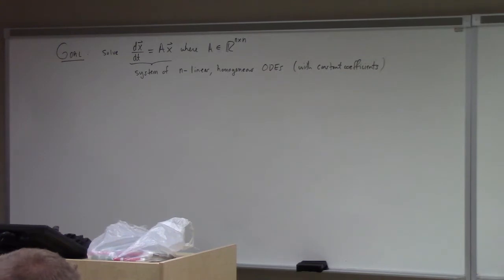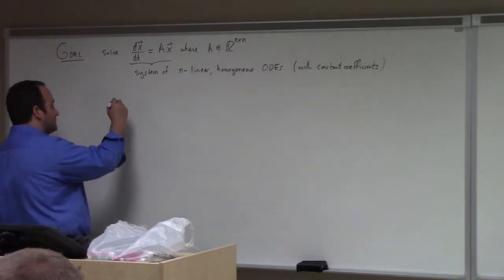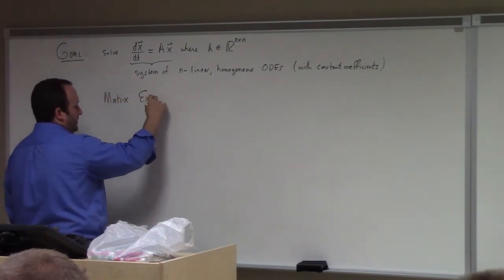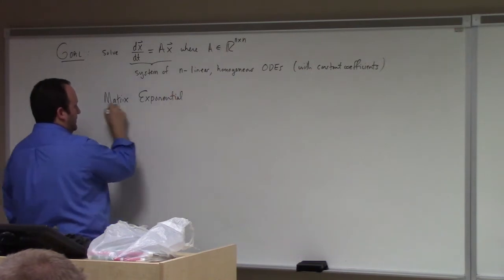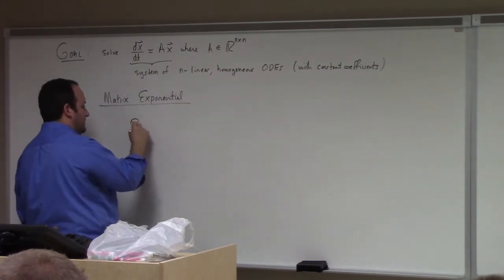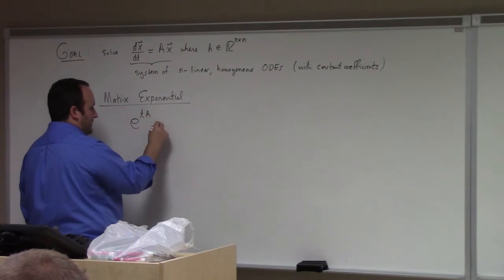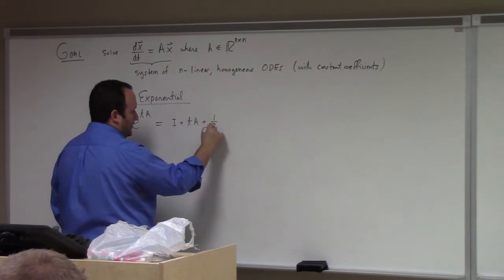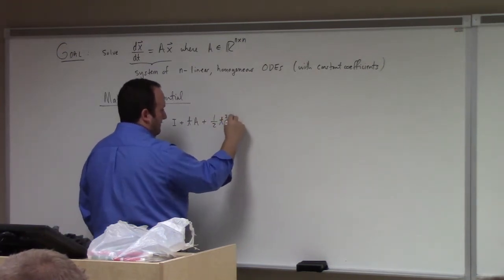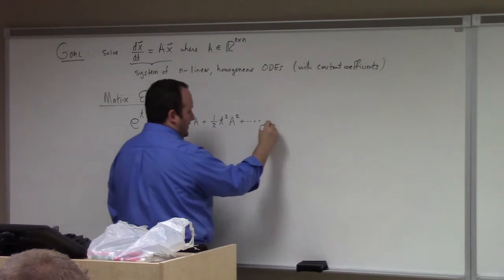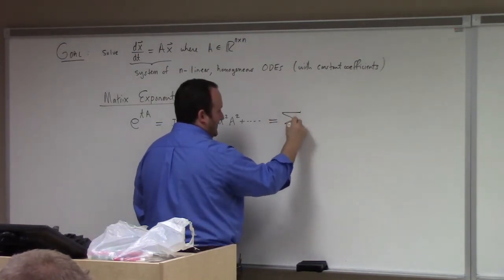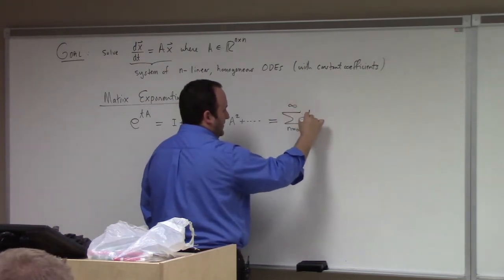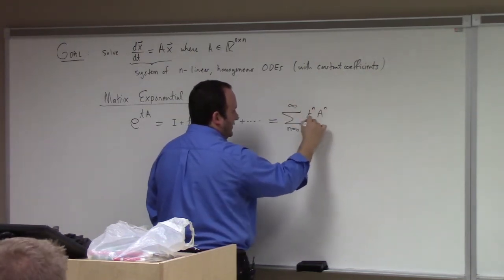So what we figured out at the end of last class is that we can look at the matrix exponential, right? Matrix exponential, and that was e^(tA), which is equal to I + tA + (1/2)t^2 A^2 + ... If you want a nice formula for it, this is the sum from n equals 0 to infinity of t^n A^n over n factorial.